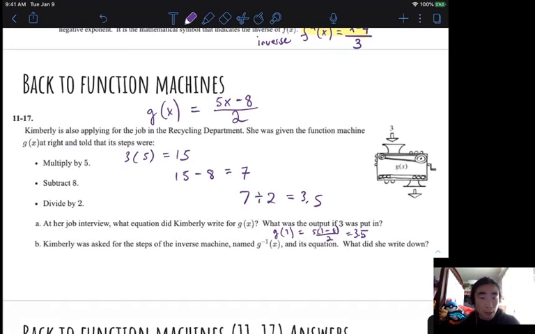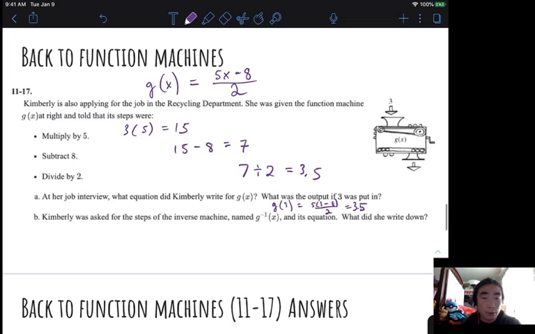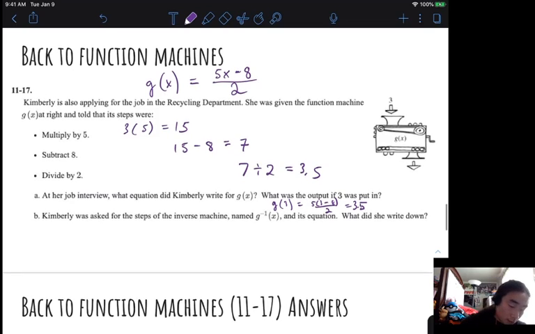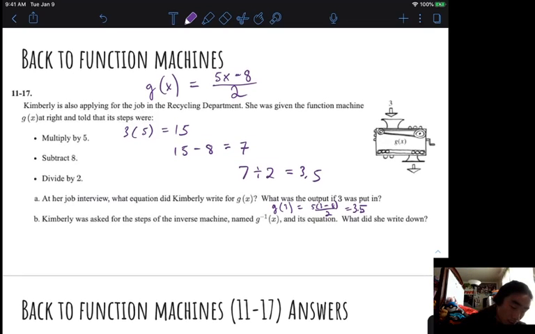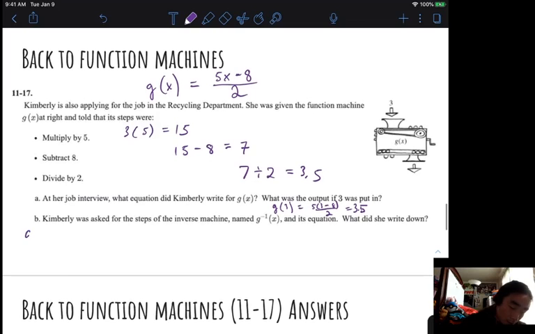Here's the new stuff. Kimberly was asked for the steps of the inverse machine named g inverse of x and its equation. What did she write? So for this part, we've got to do the opposite and reverse the order.